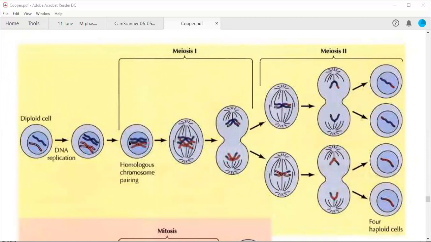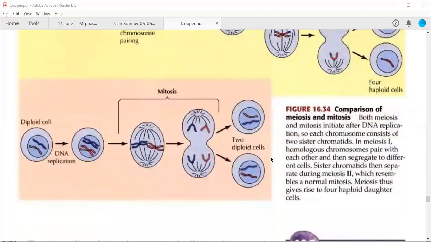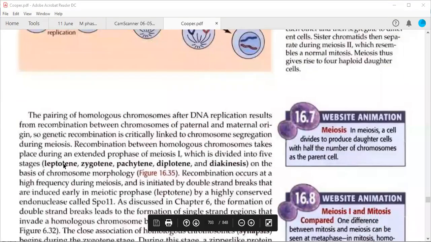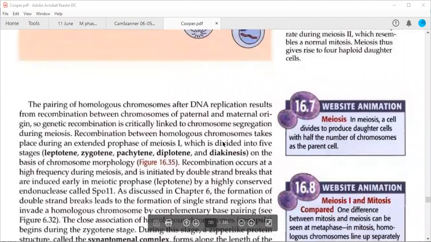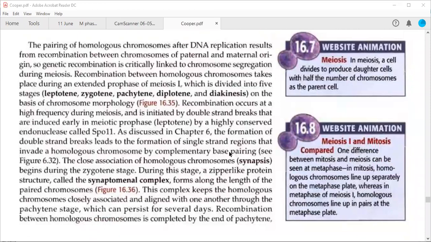Under meiosis 1, it will undergo prophase, and prophase is made up of 5 stages, which are given very clearly in this particular book: leptotene, zygotene, pachytene, diplotene, and diakinesis. Now, you need to remember certain things about these stages of meiosis 1. During leptotene, recombination frequency will increase. Recombination occurs at a high frequency during meiosis, but starting with leptotene, it is initiated by double strand breaks that are induced early in meiotic prophase. So in leptotene, underline this, you will see certain double strand breaks in your DNA.